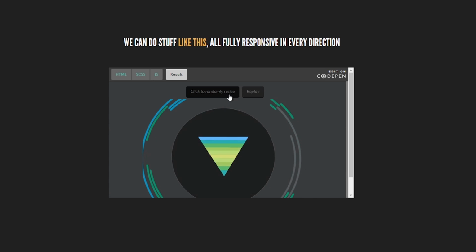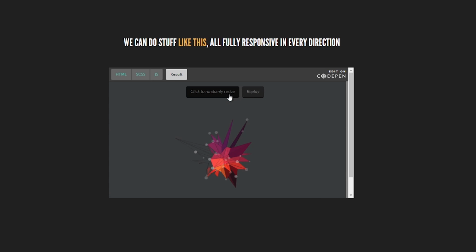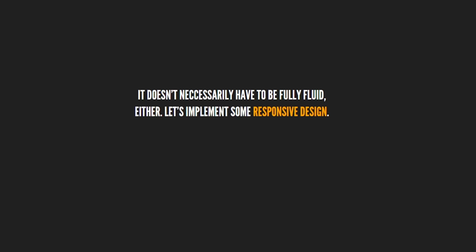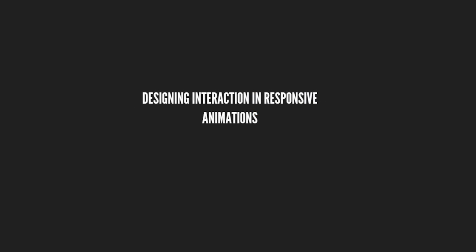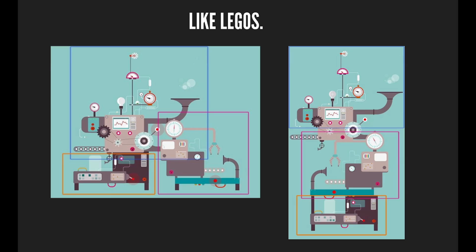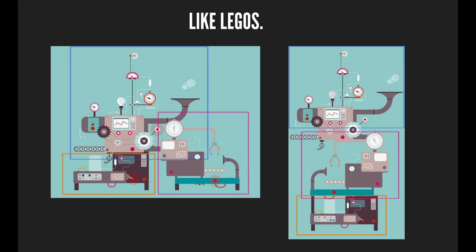But it doesn't necessarily have to be fluid either. When we are making responsive design, we don't just squish things. So let's actually implement some responsive design. Designing interaction in responsive designs, we can do it kind of like Legos. So I like huggy laser pandas, as people do. And I decided to think about how huggy laser pandas would be made at the Huggy Laser Panda factory, as you do. When I'm designing this, I'm making it in different sections.